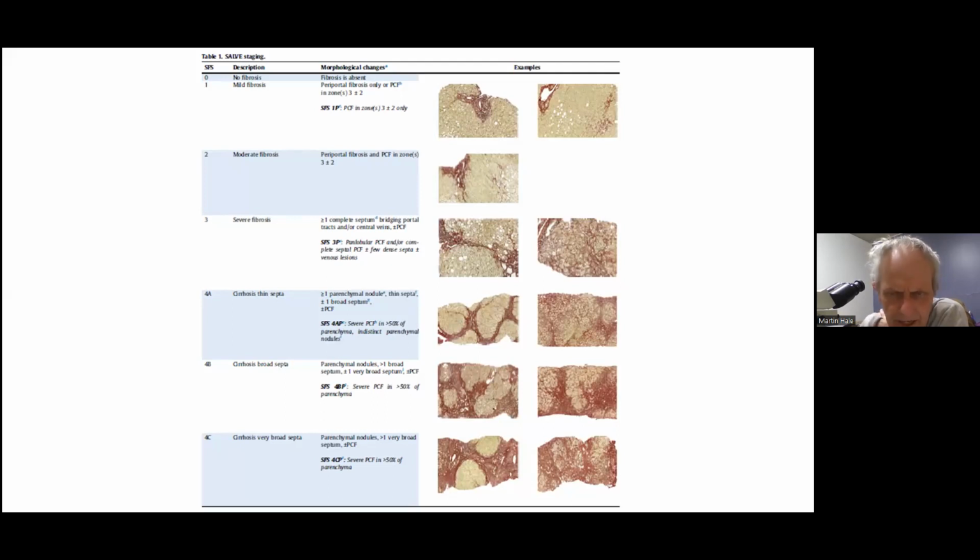Then you have 3, which basically includes extensions. Sorry, I just stopped for a while. My internet's unstable. Okay, back. See the expansion of the fibrosis, and now we're starting to see bridging, and there's more fibrosis. Then the next one is stage 4.